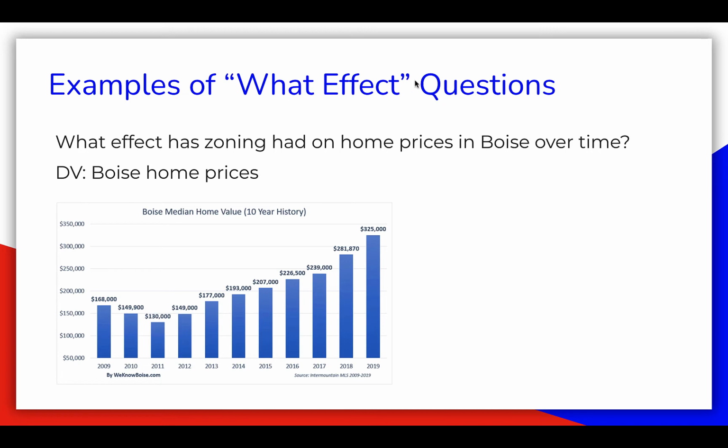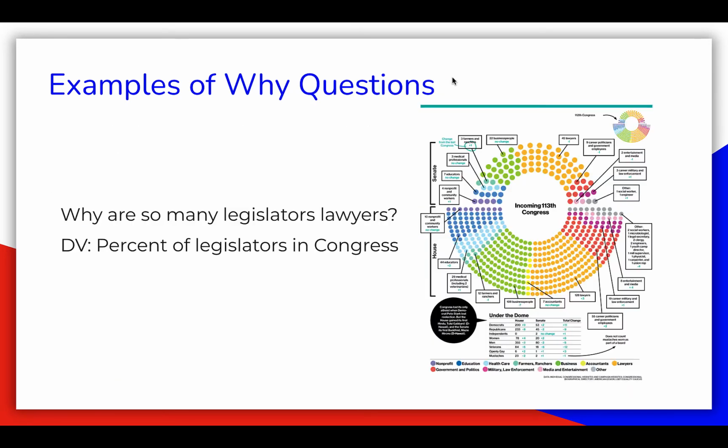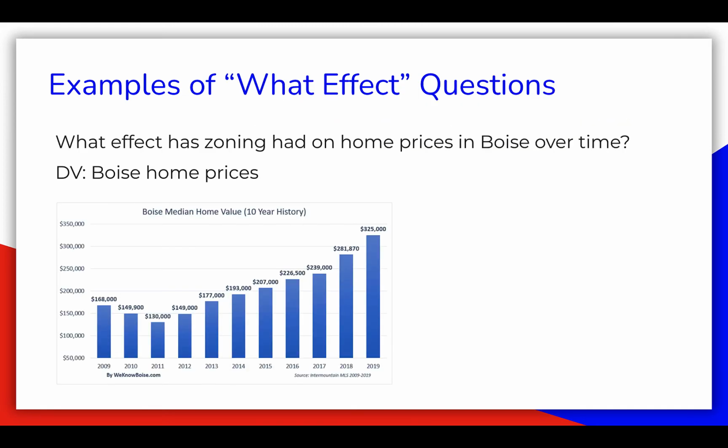And that's where these what effect questions come in. So I've taken all of these why questions and turned them into what effect questions. Okay, what effect has zoning had on home prices in Boise over time? Again, our dependent variable is exactly the same. The only difference is that I've included my primary independent variable in here, which is zoning. And so here we know that the more restrictive the zoning, the more likely that home prices are to go up. We know that from a lot of research.